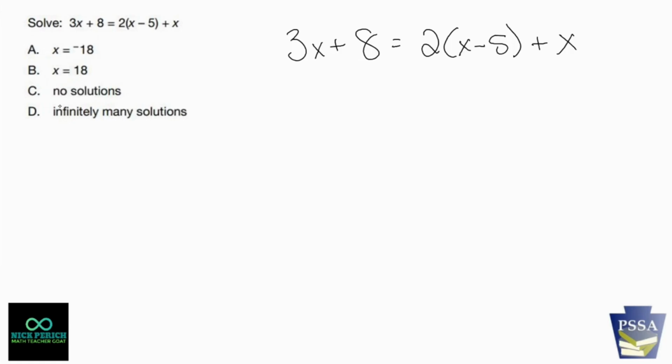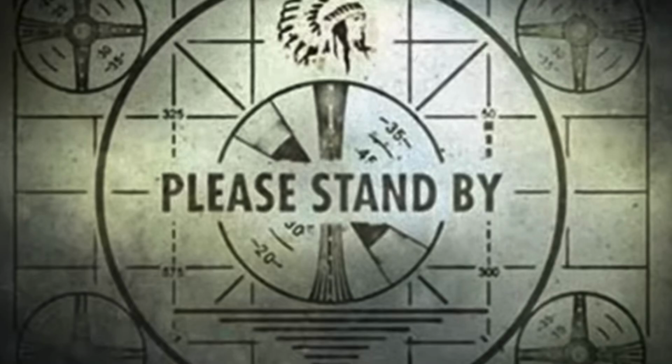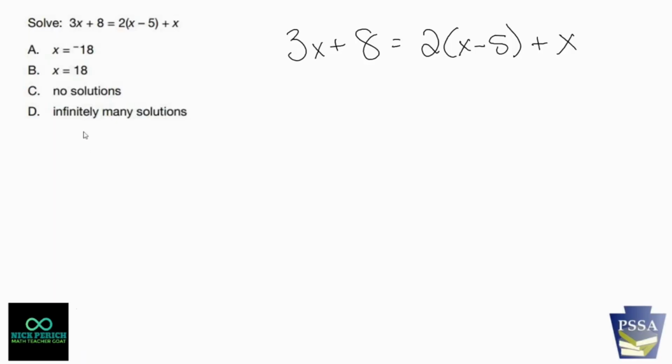That is one answer. No solutions is if our variables disappear and we are left with an answer that does not make sense, like 12 equals 8. Infinitely many solutions is if at any point the left side and the right side become exactly the same. So let's see if either of those happens.